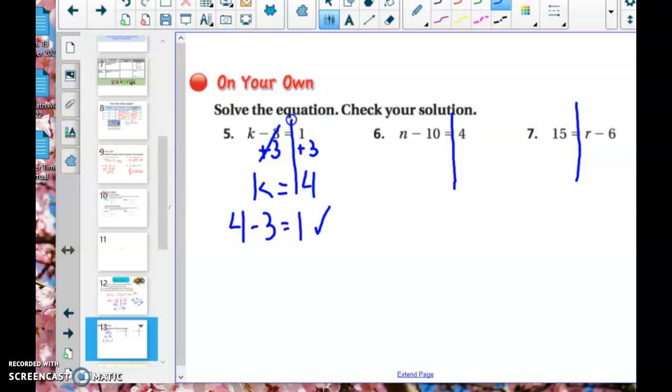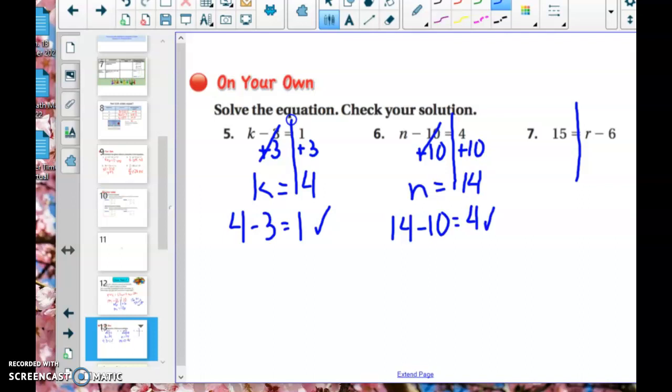Again, going to the side with a letter on it, n minus 10 equals 4. On this side with a letter on it, I'm subtracting 10, so I'm going to need to add 10 on both sides. That, of course, leaves me with n. 4 plus 10 is 14, and I can check that answer. Does 14 minus 10 equal 4? And yes, it does.